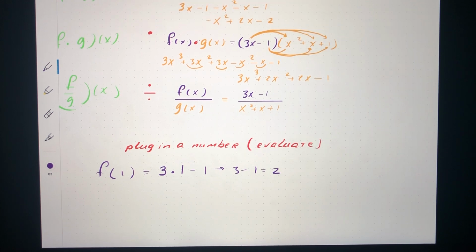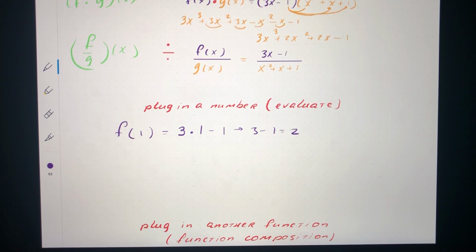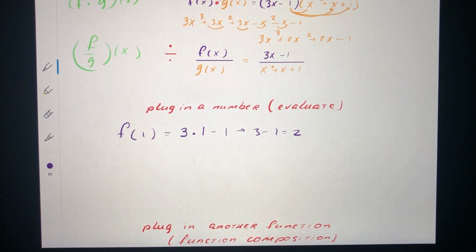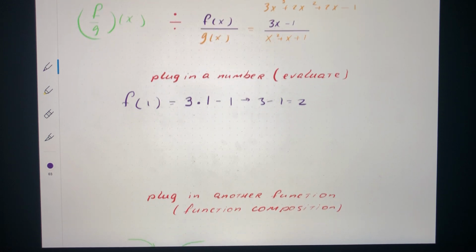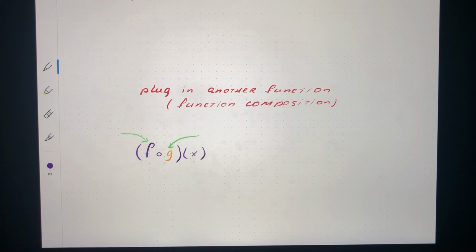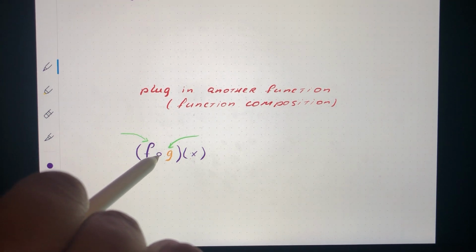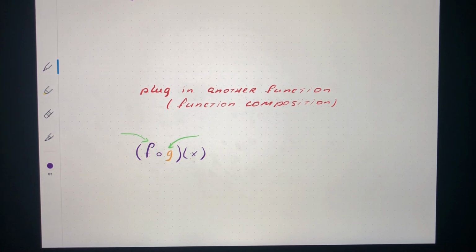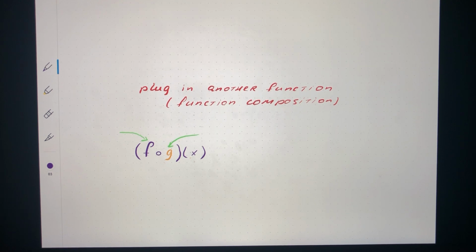We can plug in any number we can think of, as long as it doesn't turn our function into something impossible, like taking the square root of a negative number, or dividing by 0, or anything else like that. So that's evaluation. Now let's look at function composition. Suppose we wanted to plug in one function inside another. The notation is either f of g of x, or the other way around, g of f of x.